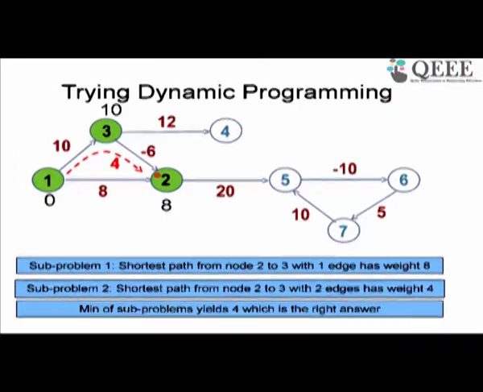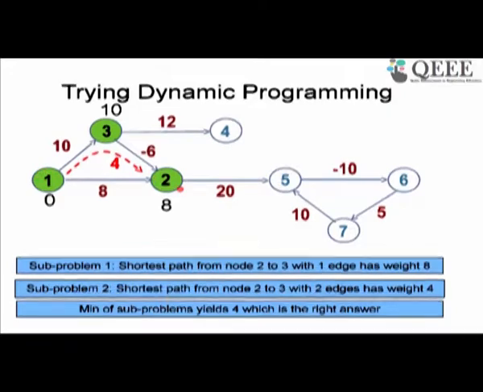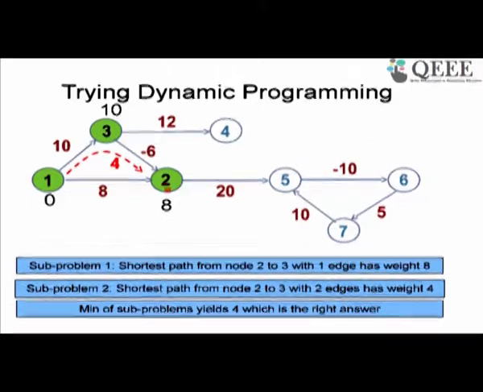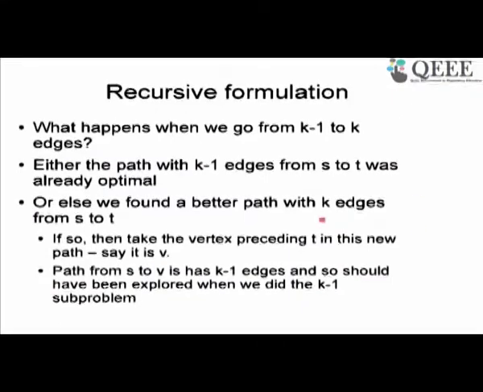Okay. So subproblem 1, which means one edge, will return the value 8. Subproblem 2, at most two edges, will return the distance value 4. Since I am going to take the minimum of the two, I will take 4 and I get the answer. Is that okay? So the dynamic programming method by using subproblems will clearly work in this case. So the recursive formulation of this dynamic programming goes like this.